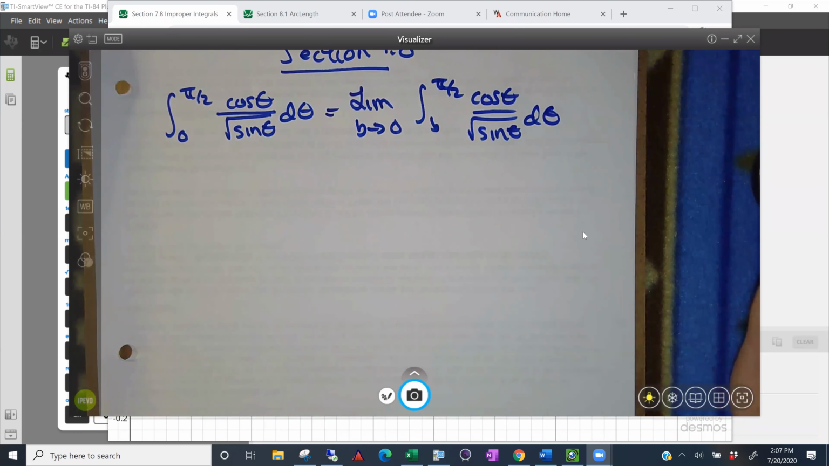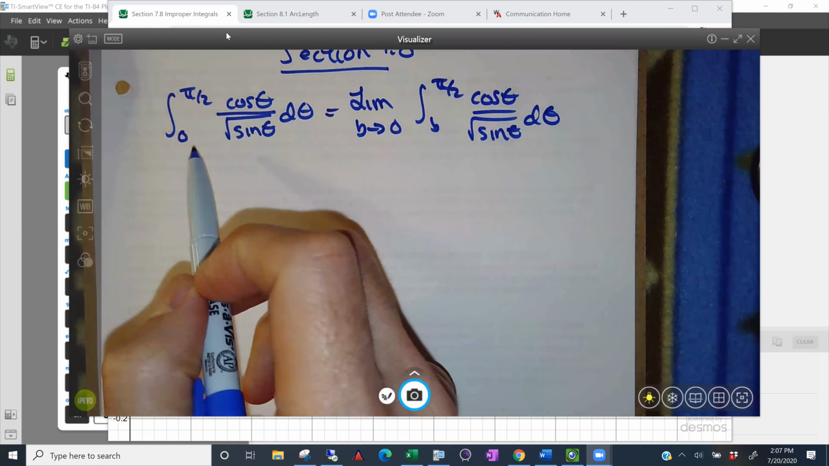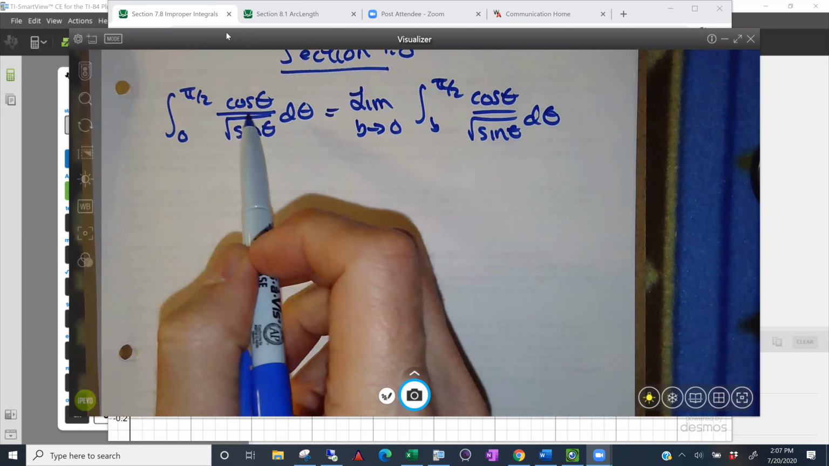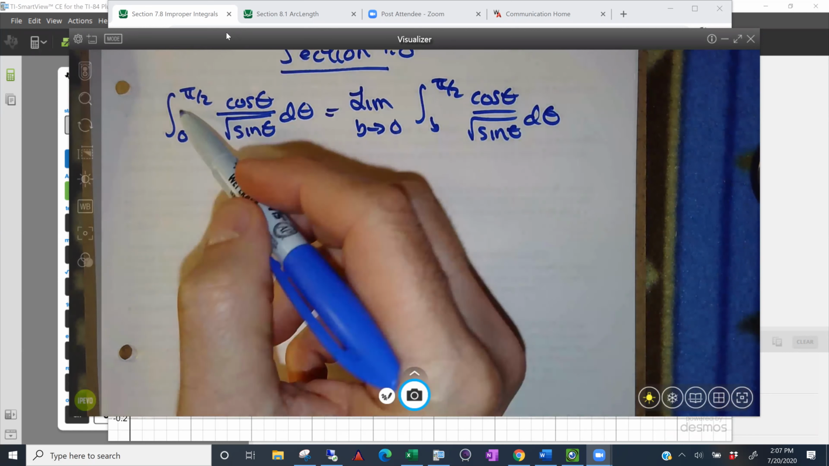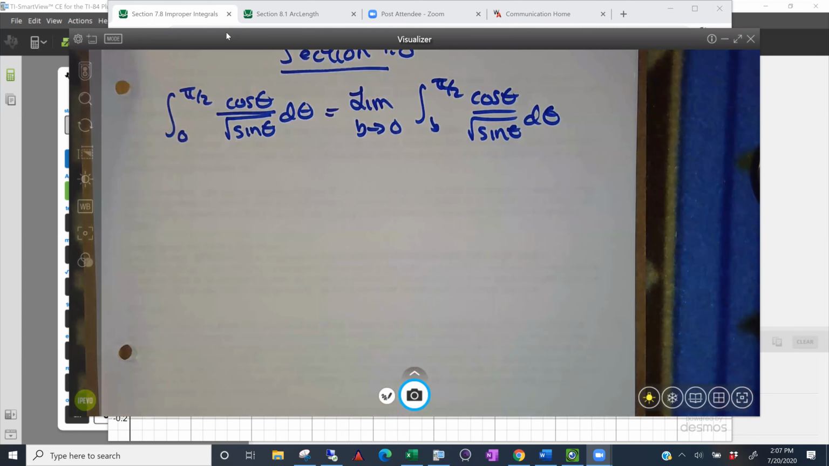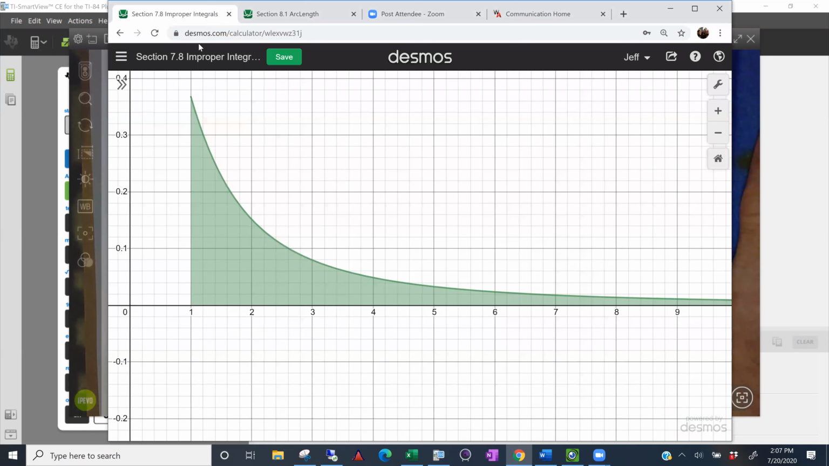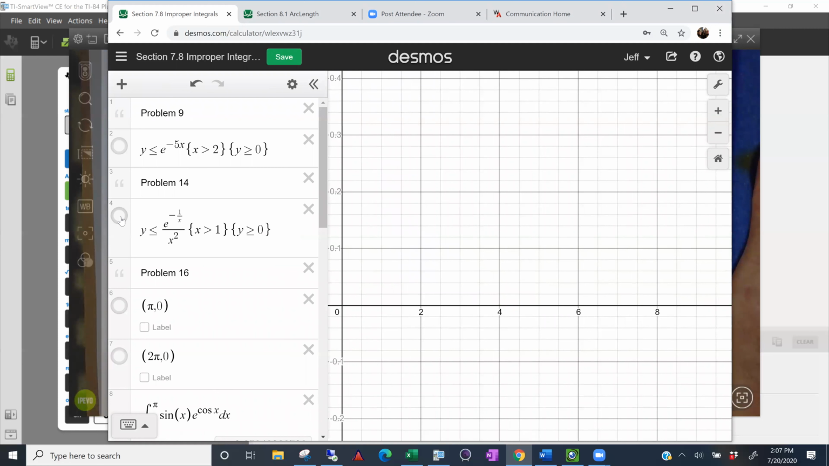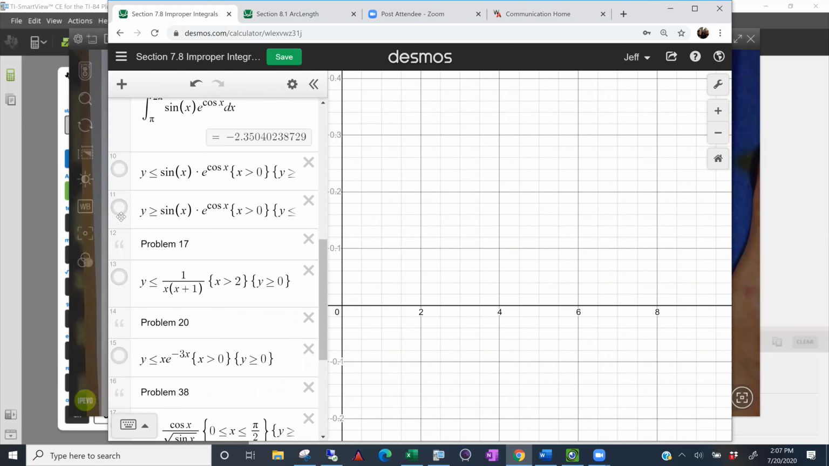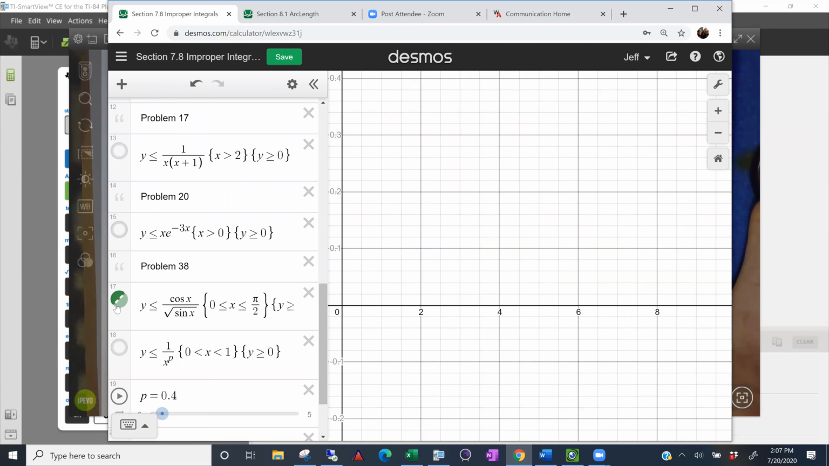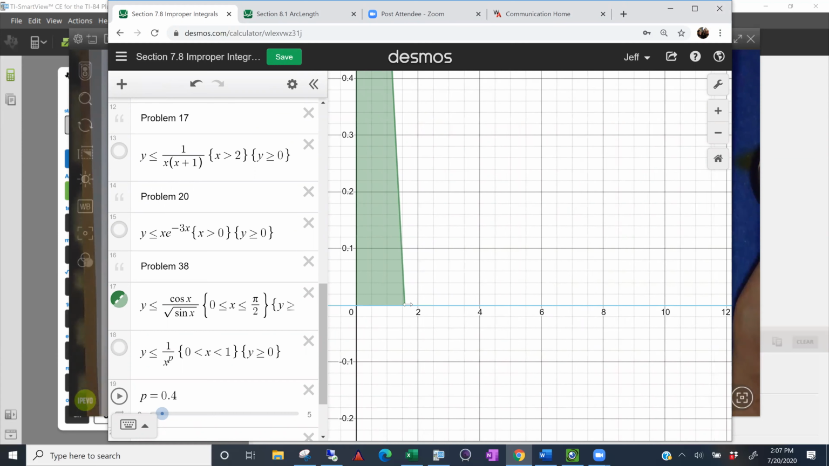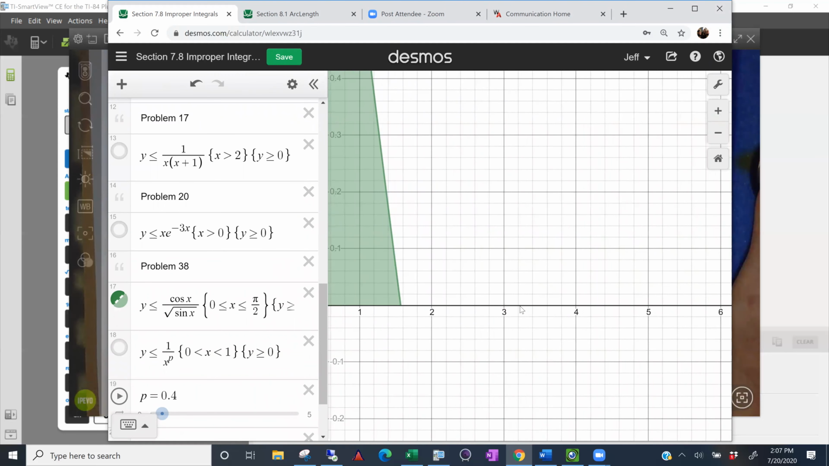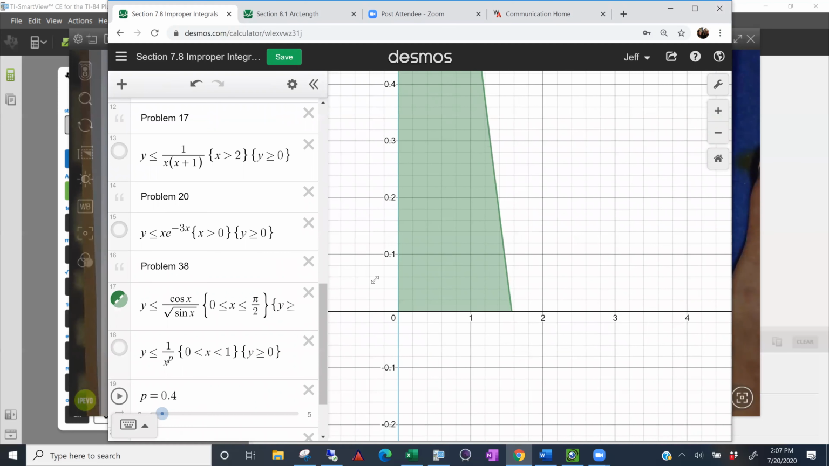And let's just take a quick look at this, graphically speaking. Because remember, this refers to the area between this function and the x-axis in the limits of 0 to pi over 2. So, okay, let's take a quick look here. Shut this one off. And let's see, this one right here, 0 to pi over 2. So let's zoom out a little bit this way and then zoom down a little bit.